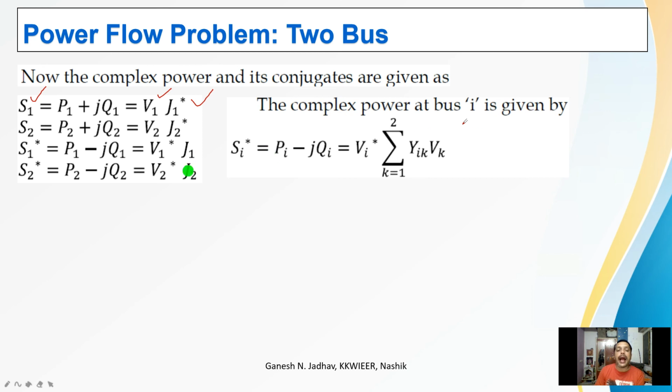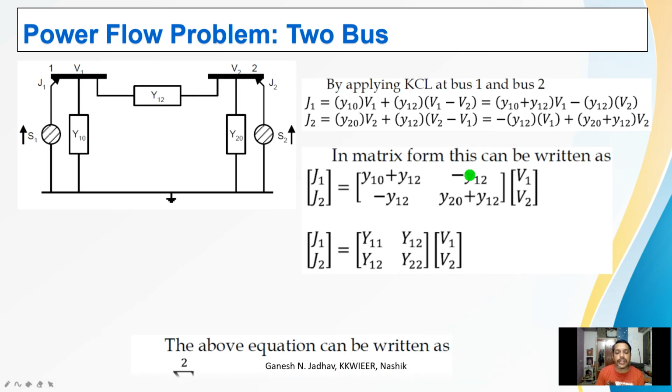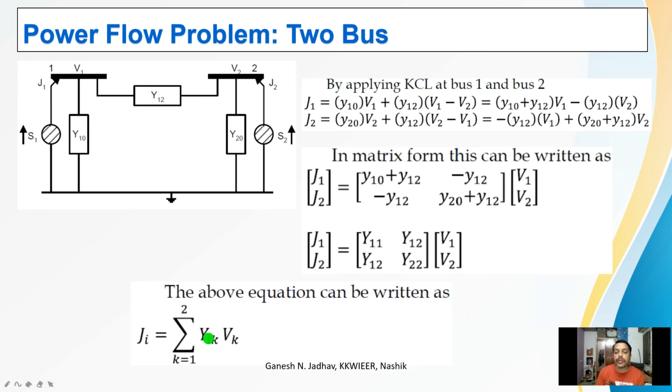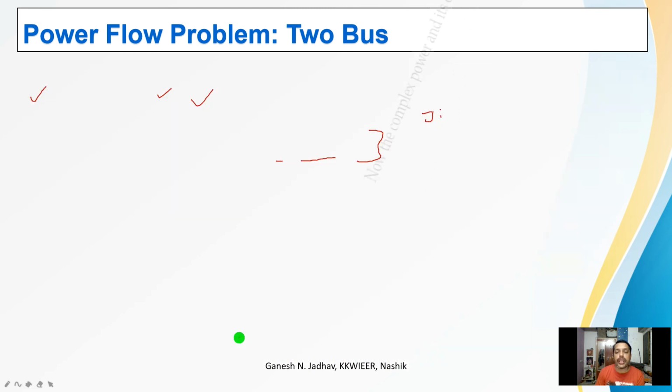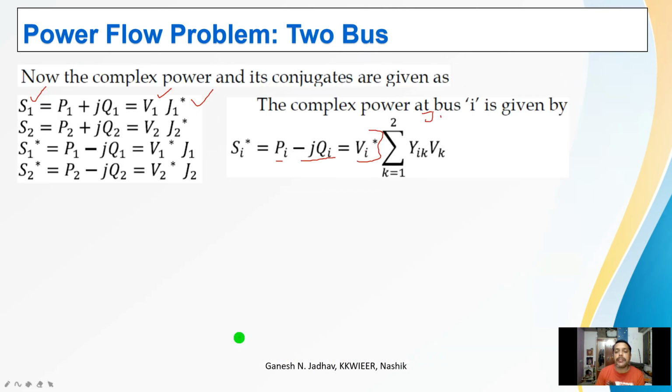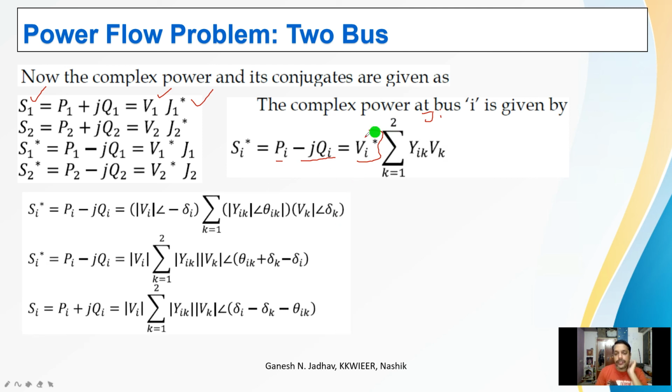So the complex power at the ith bus, from this equation, how will I get the complex power at the ith bus? Complex power at the ith bus is equal to Pi minus jQi, which is nothing but Vi star into Ii. But in the previous section, we studied that Ii is Yik into Vk. So Ii here is replaced as Yik into Vk, where k is varying from 1 to 2 because there are two buses.